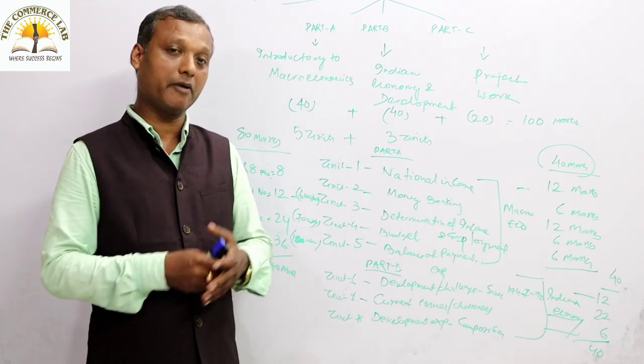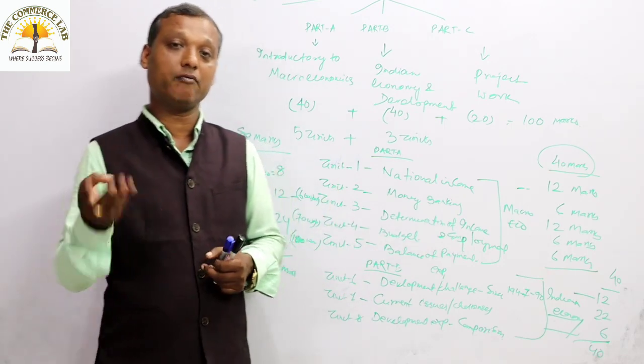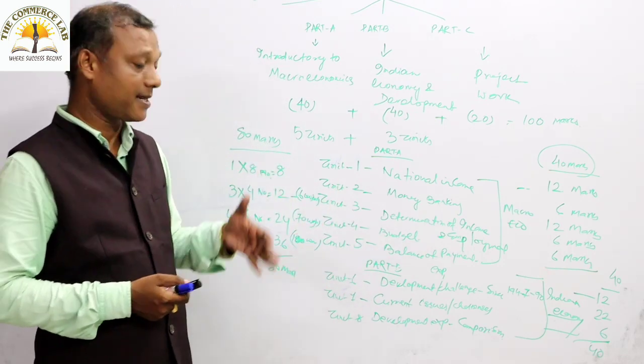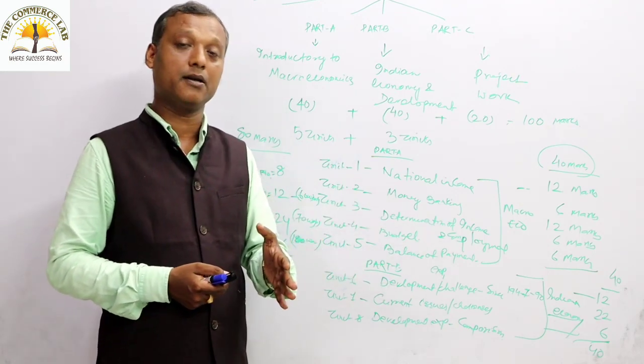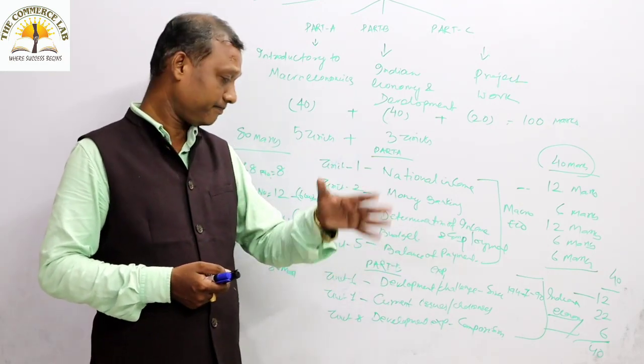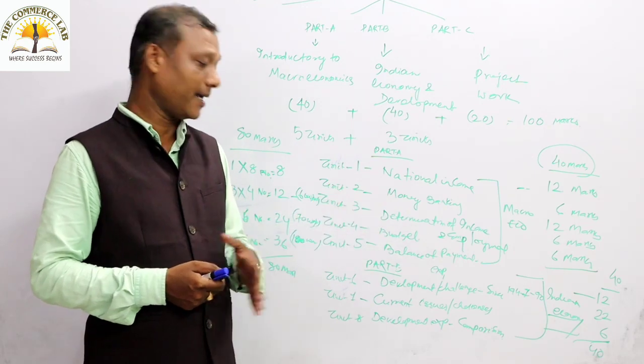When we talk about unemployment, we have different types of unemployment. We have seasonal unemployment, we have technical unemployment, we have disguised unemployment, we have cyclical unemployment, we have underemployment, we have many types of unemployment like this.